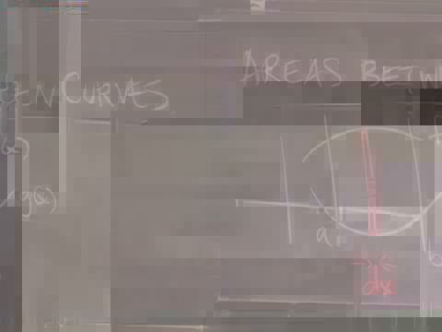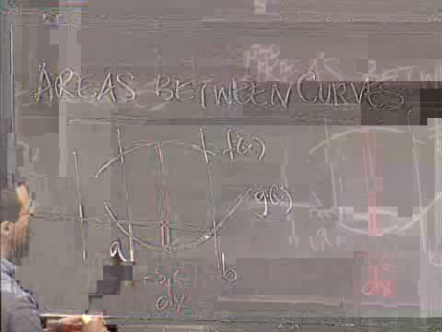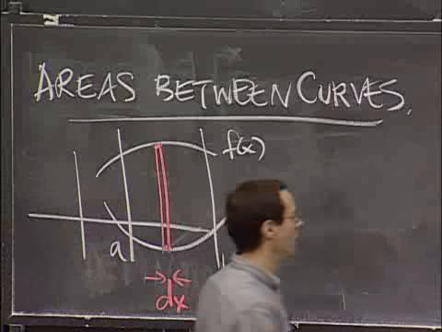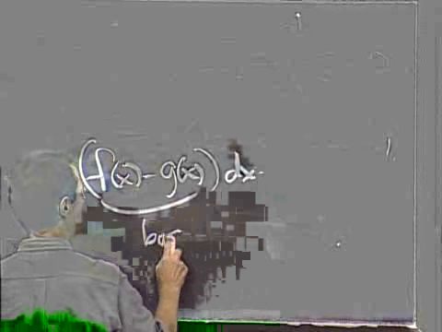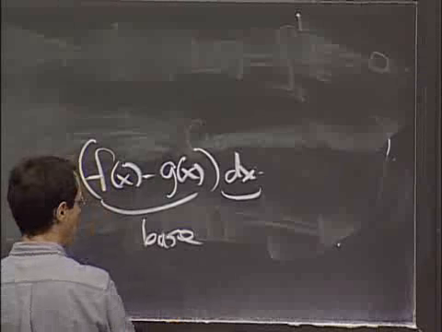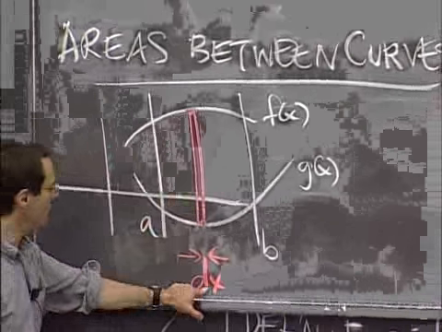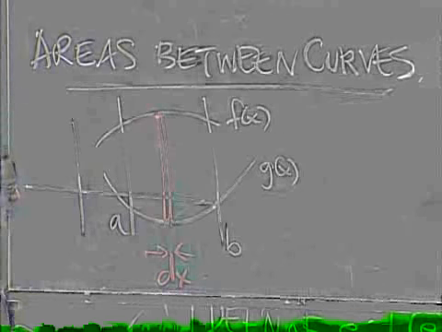And what is the height? Well, the height is the difference between the top value and the bottom value. So here we have f of x minus g of x times dx. This is, if you like, base times, whoops, backwards. This is height, and this is the base of the rectangle. And these are approximately correct, but of course only in limit when this is an infinitesimal. Or is it exactly right?